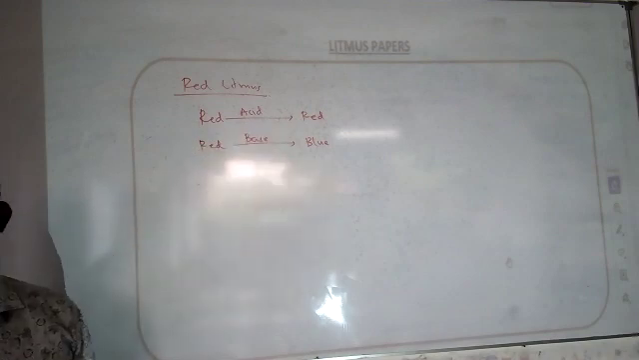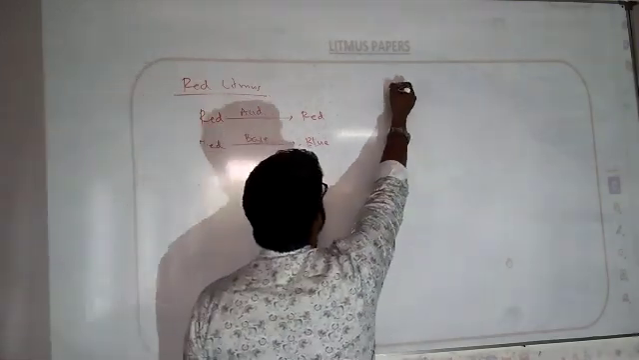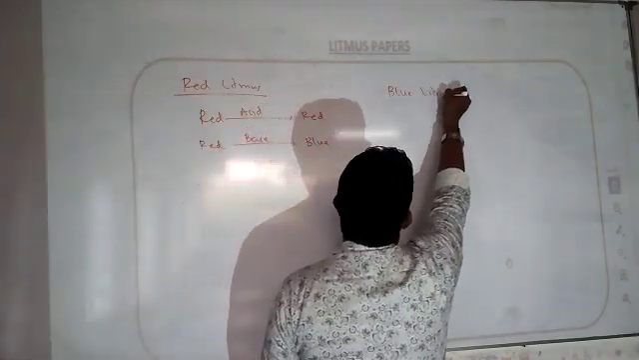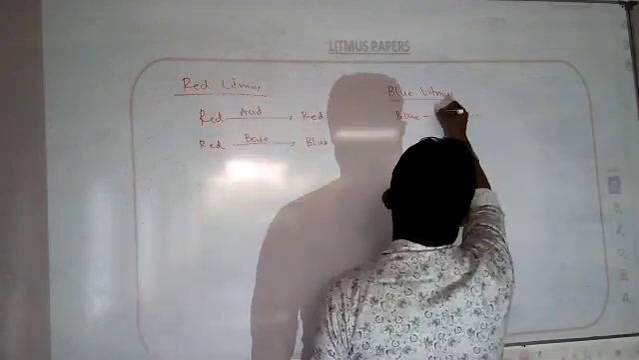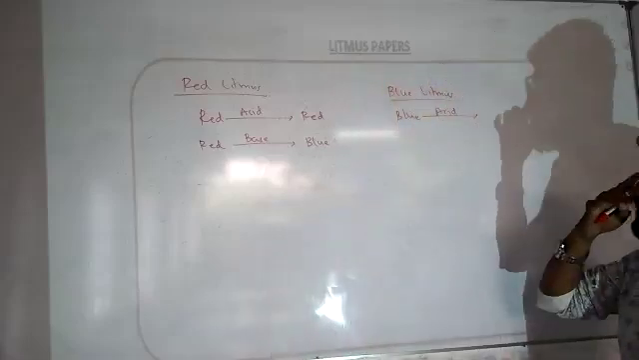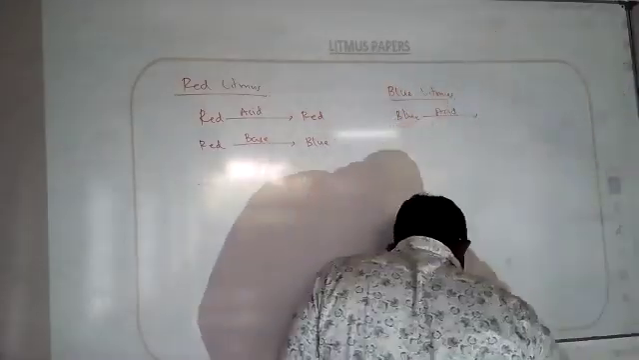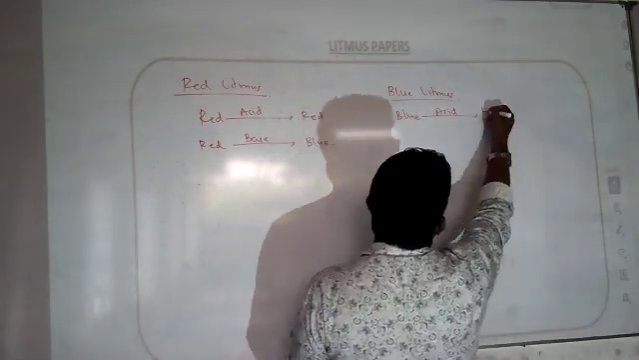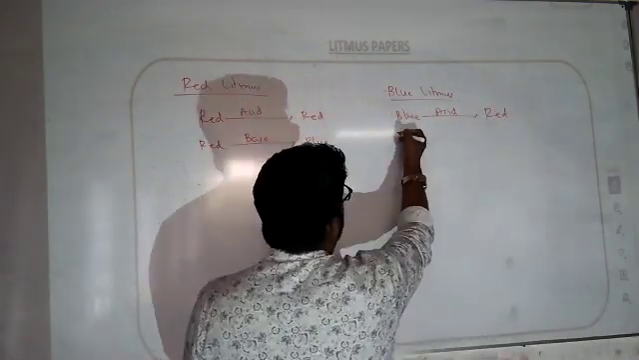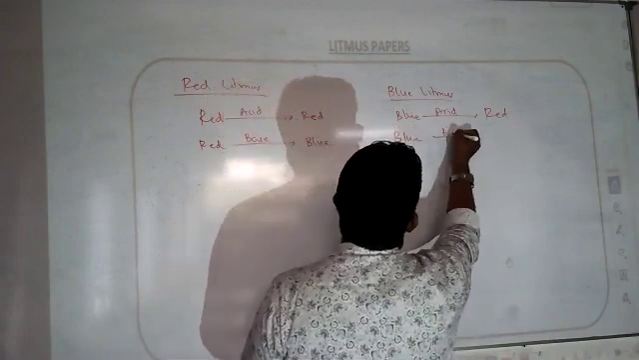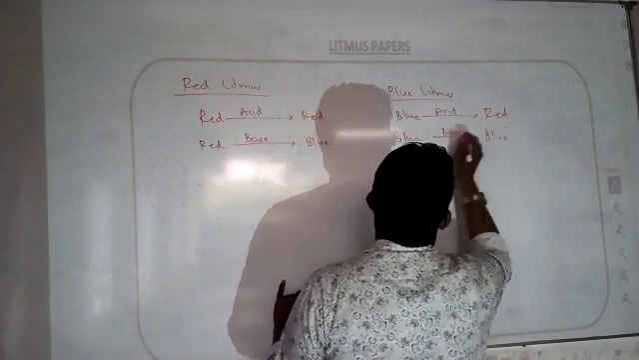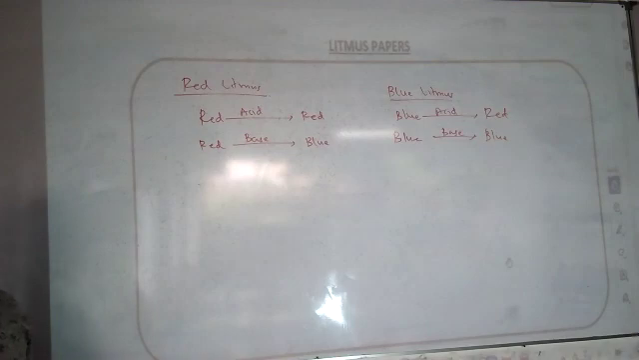This is going off with red litmus. And the blue litmus, when you apply the blue litmus in an acid, what happens? The blue litmus turns red. You apply a blue litmus in a base, it remains blue. It gives blue. So these are the color changes.